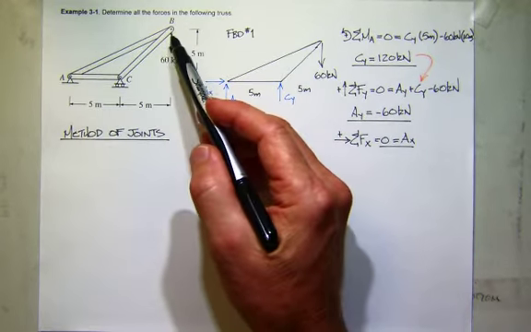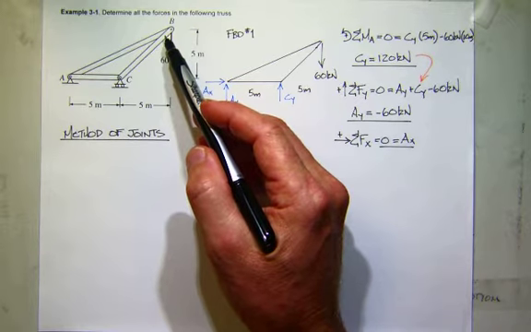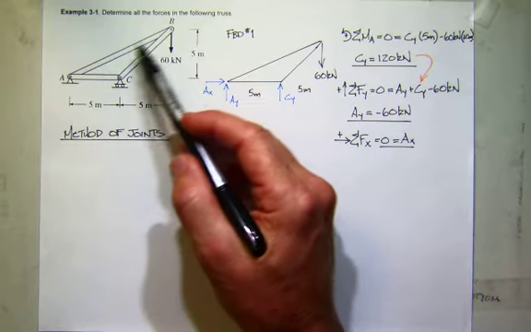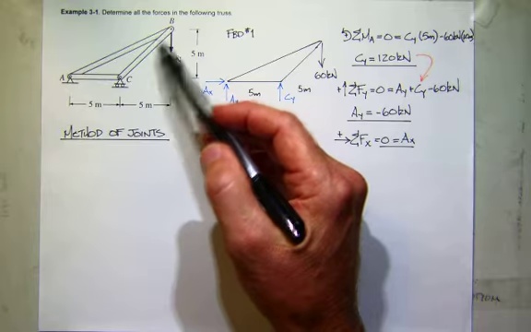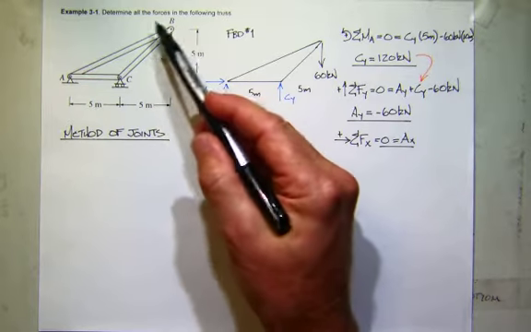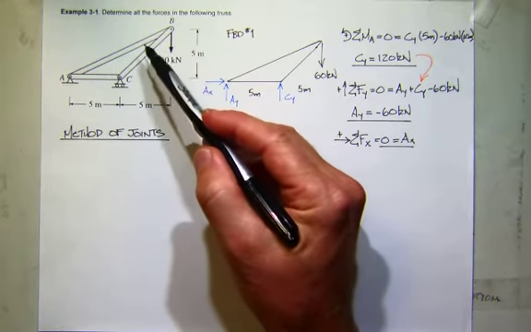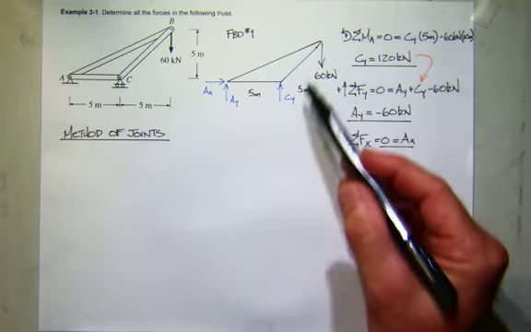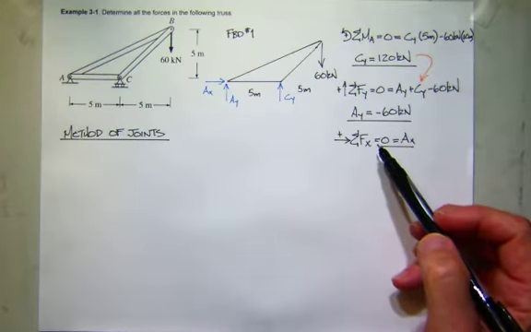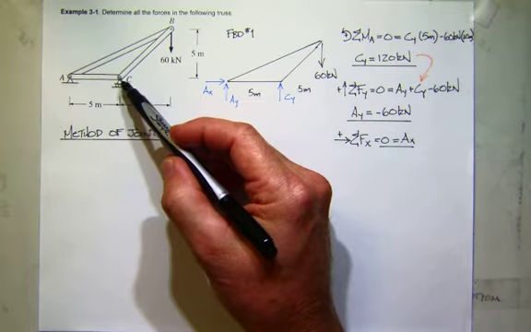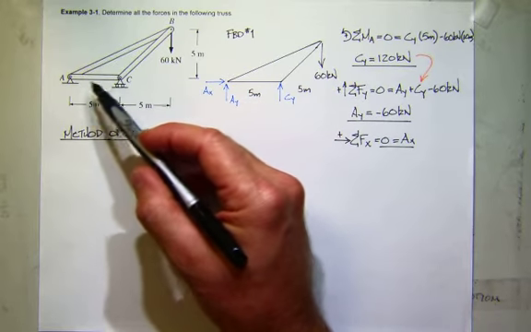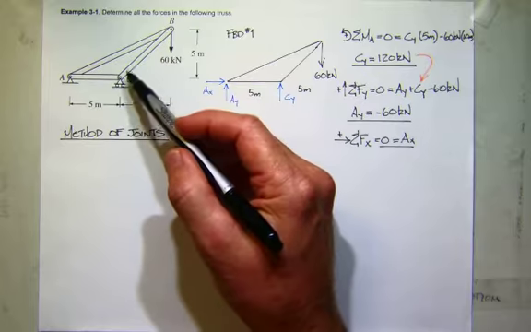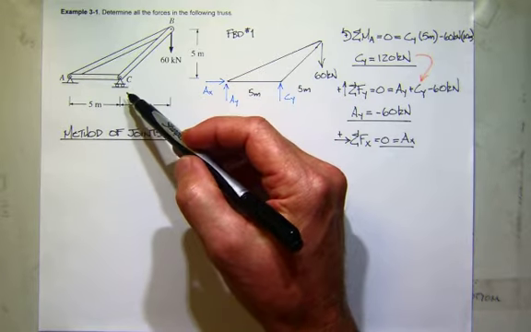Can I start at B? Sure, right? There's 2 unknowns, AB and BC. The geometry there might be a little tricky. And actually, we could have started there without even having the reactions at A, right? And then finally, how about C? Well, again, 2 unknowns, AC and BC, so that's a good spot, and we know CY.